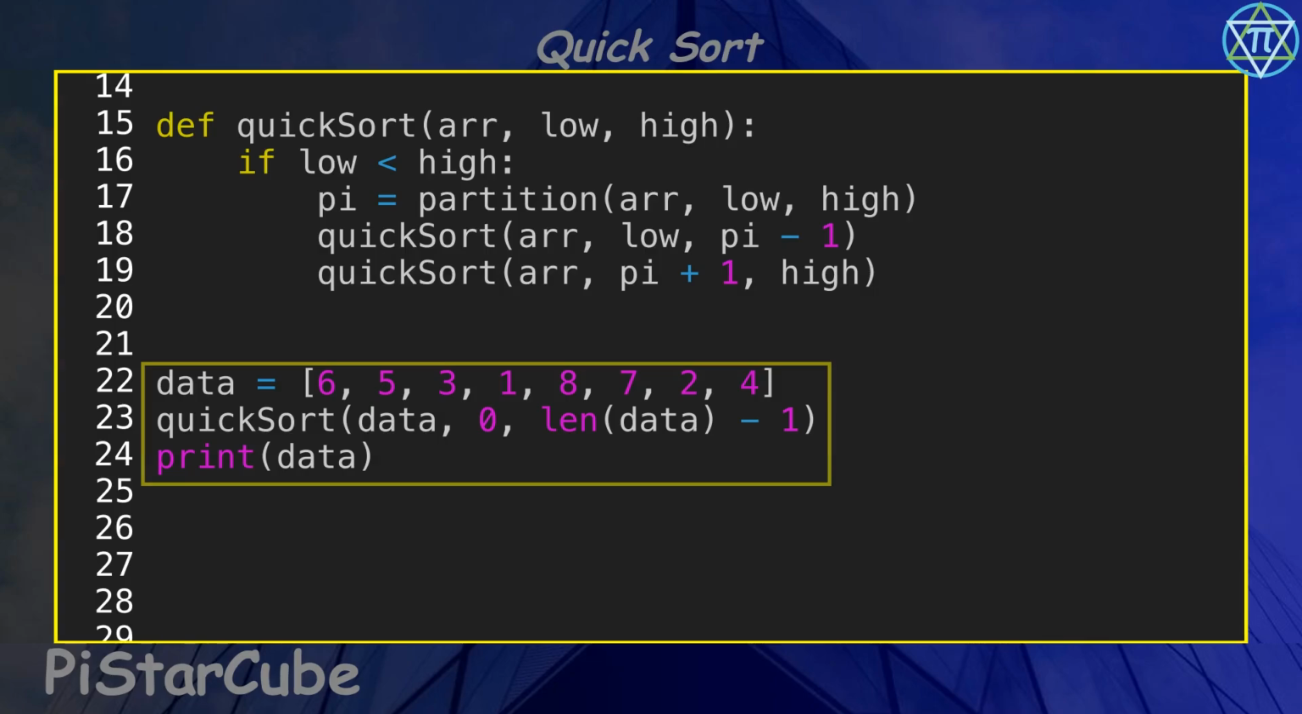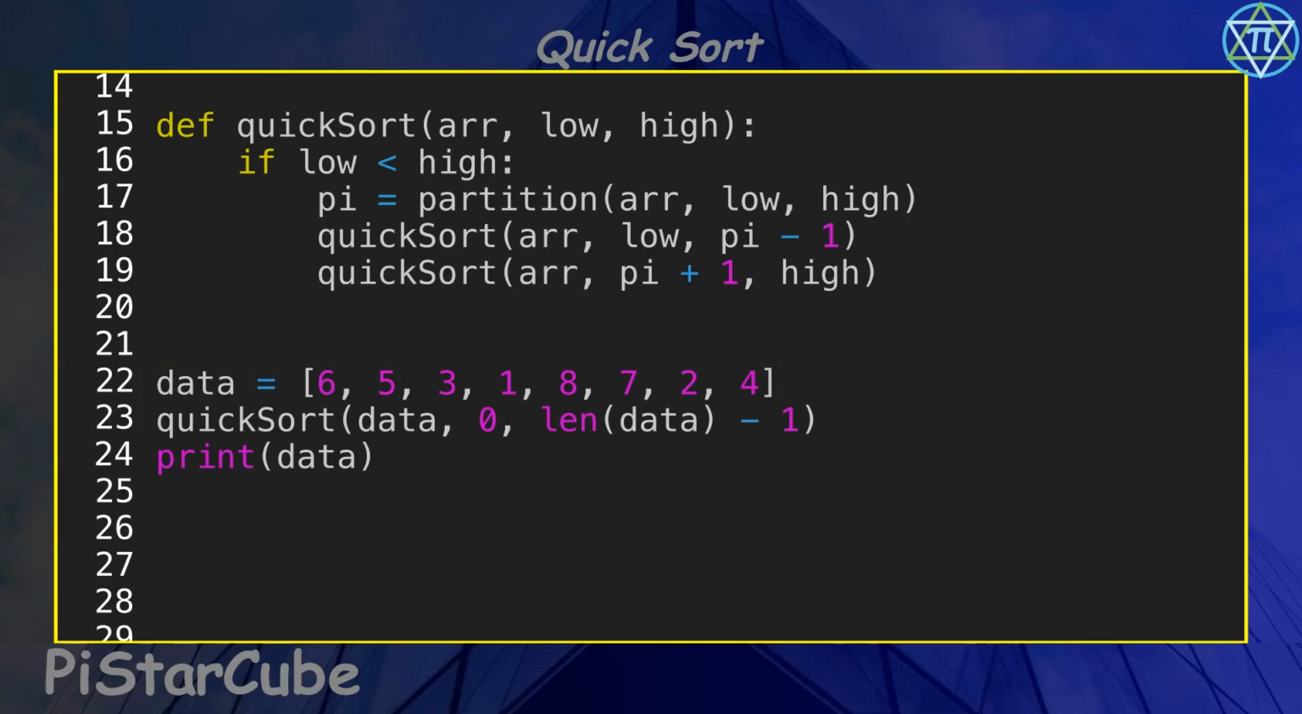Finally, in the main part of the program, we define an initial array, call the quicksort function, and print the sorted array. And that's the basic structure of how quicksort works in code. Each function plays a key role in dividing and sorting the array, and this recursive approach ensures efficiency. Up next, let's take a quick look at the time complexity of this algorithm.